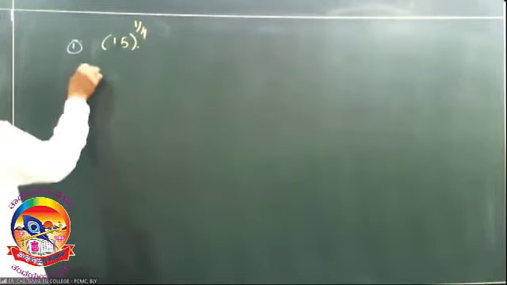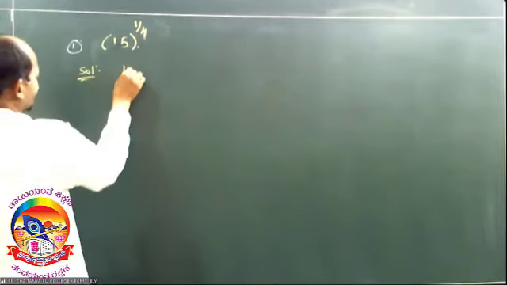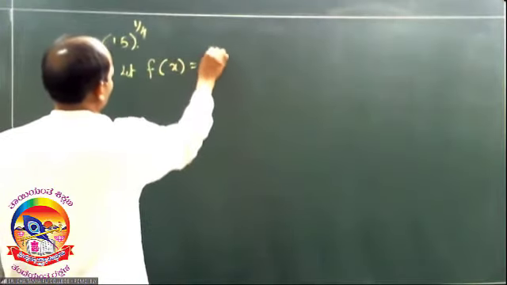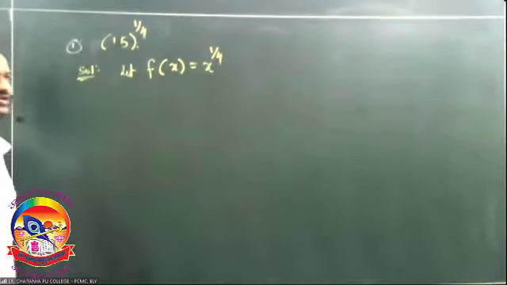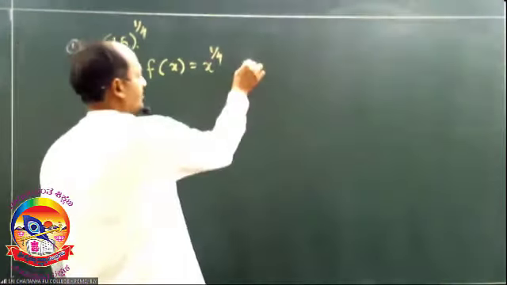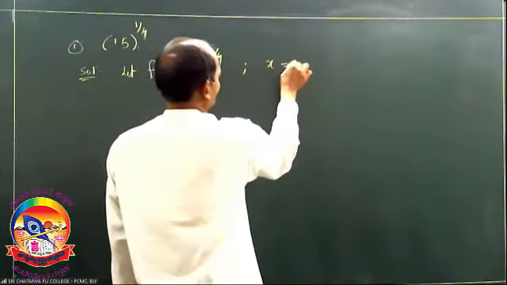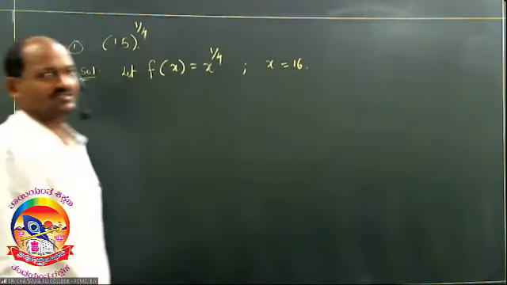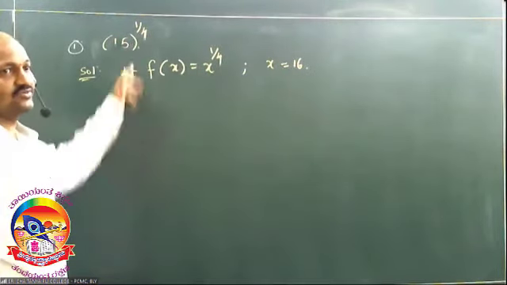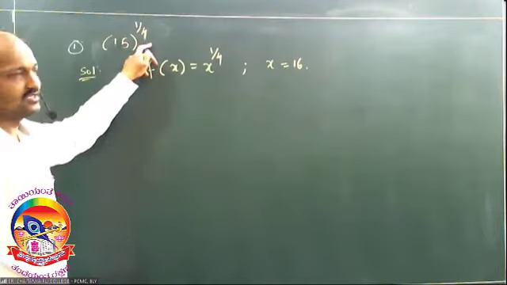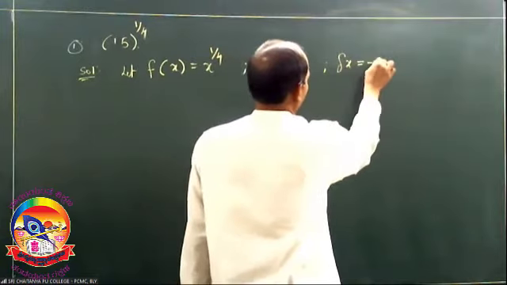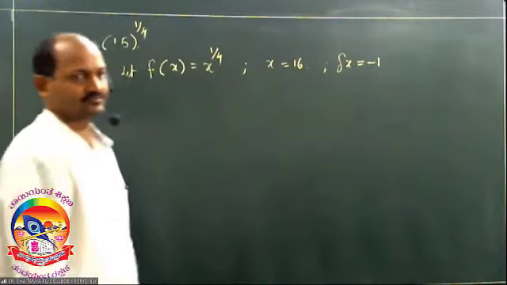Okay? What is the function? Let f of x is equal to x power 1 by 4. It is a fourth root. 15 power 1 by 4. What about x? x is equal to 16. Why do we consider 16? Because 2 power 4 is 16. It is a fourth root. And its error value delta x is equal to minus 1.